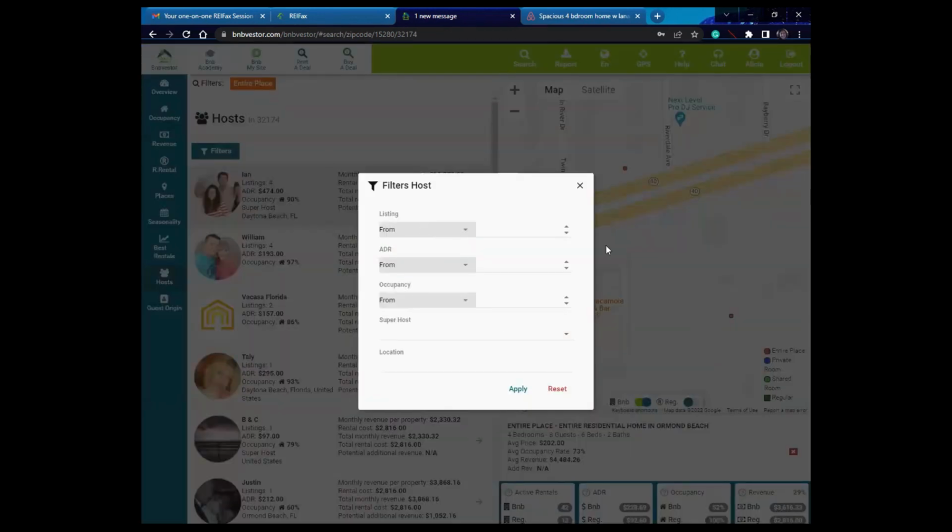We can filter the host. I'm not going to do that.